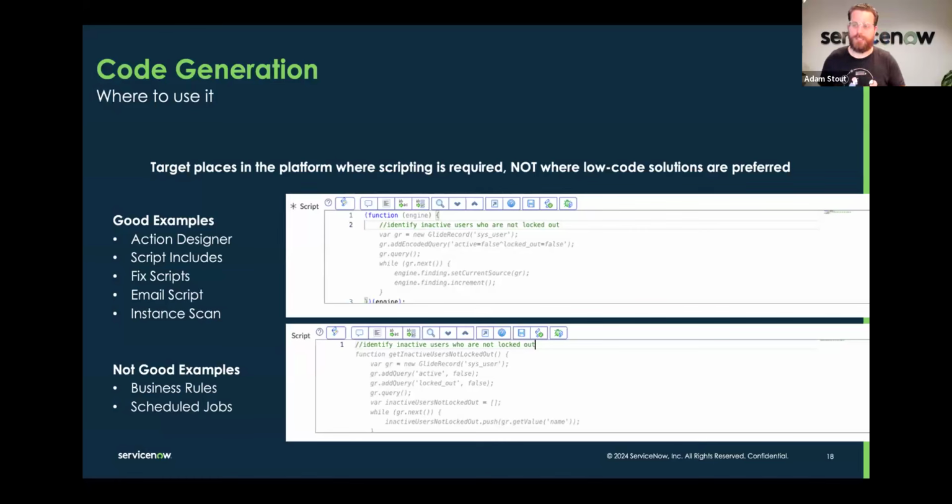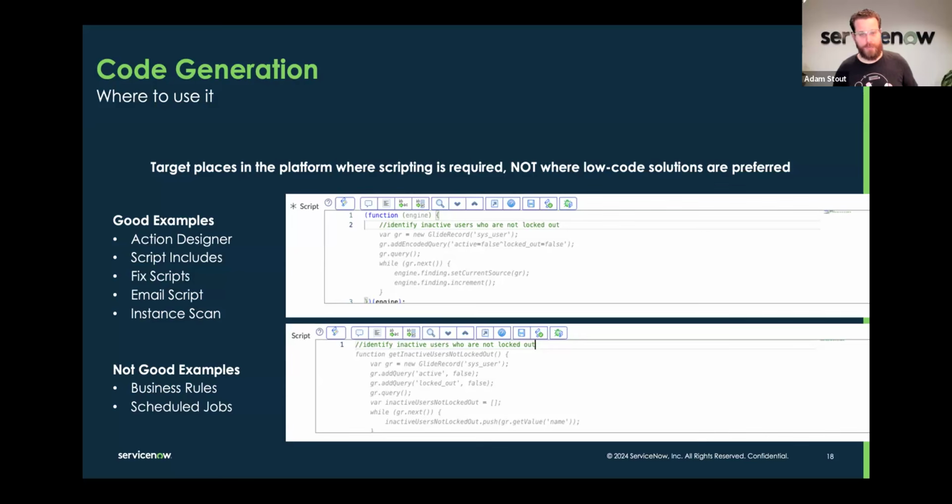And if I'm using instant scan, I can use code generation if I'm doing a scripted instant scan. It will not tell me, hey, don't use a script here. You should just use the table query and instant scan. If I'm in Action Designer, it's not going to tell me there's an out-of-the-box action that does this. You still have to know what's available and use those things. But again, these are places we do write scripts. And if I'm going to write a script, I'm going to write it faster with code generation.